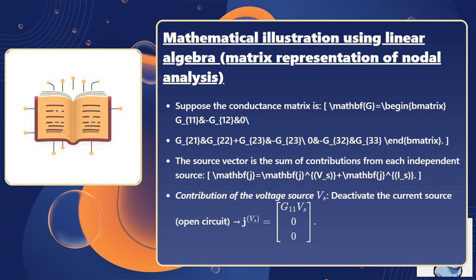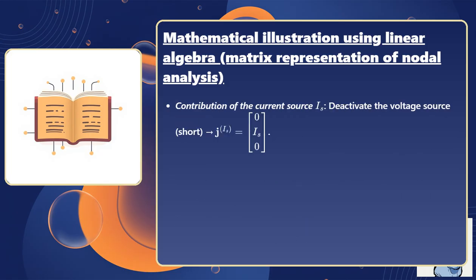Contribution of the voltage source V_S. Deactivate the current source, open circuit, yields J^(V_S) equals a column vector of G_11 times V_S, 0, 0. Contribution of the current source I_S. Deactivate the voltage source, short circuit, yields J^(I_S) equals a column vector of 0, I_S, 0.